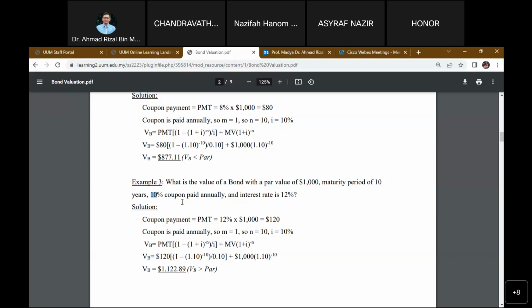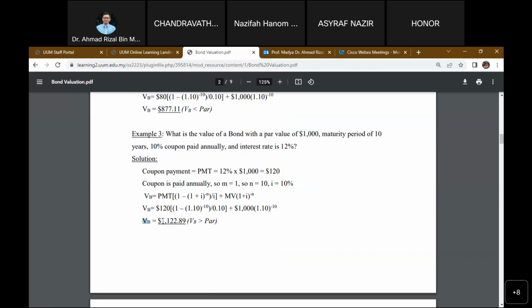But of course, due to the so-called expected demand, due to this attractiveness, this company can afford to issue the bond at a premium, which is much higher than the par value.